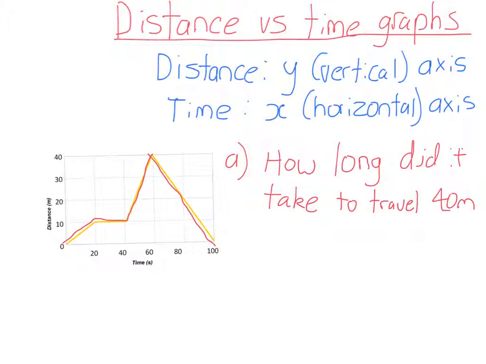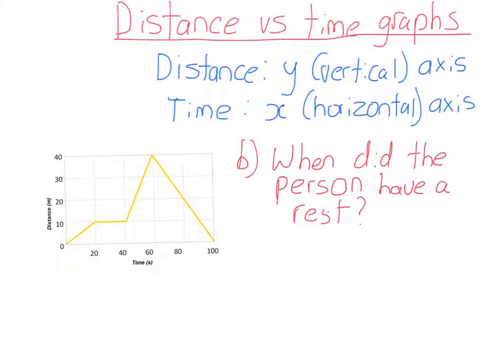Okay, so to answer this question isn't that hard, because we can see that where we've travelled 40 metres, the corresponding x value, if we go down here, is 60. Now it says here time is in seconds, okay? So nice and easy. The answer is, how long did it take to travel 40 metres? It took 60, and you can just write S for seconds. All right, cool. Let's do another question.